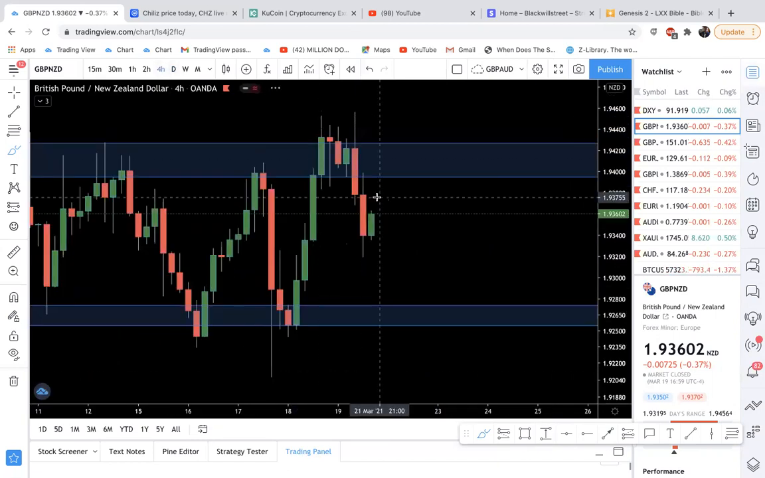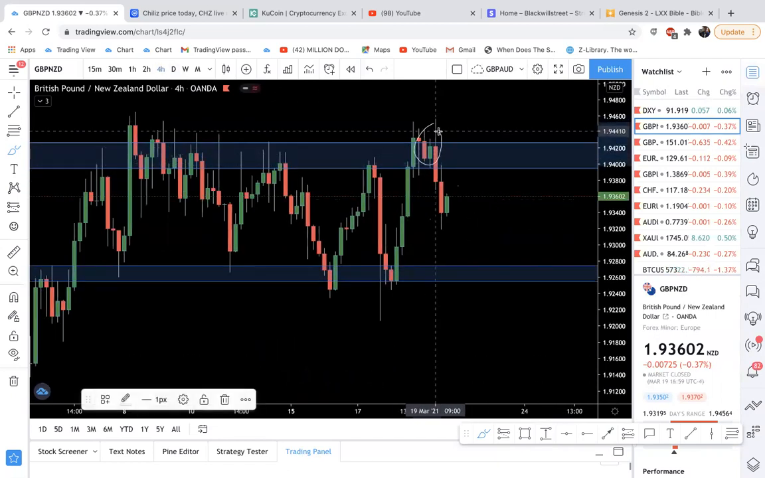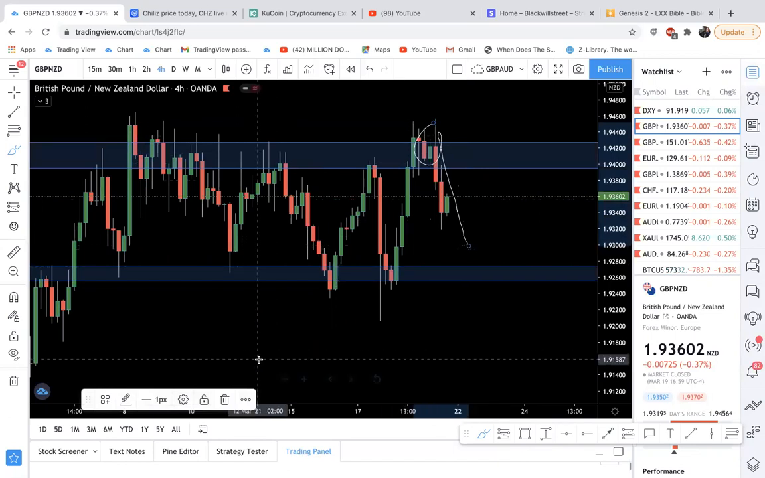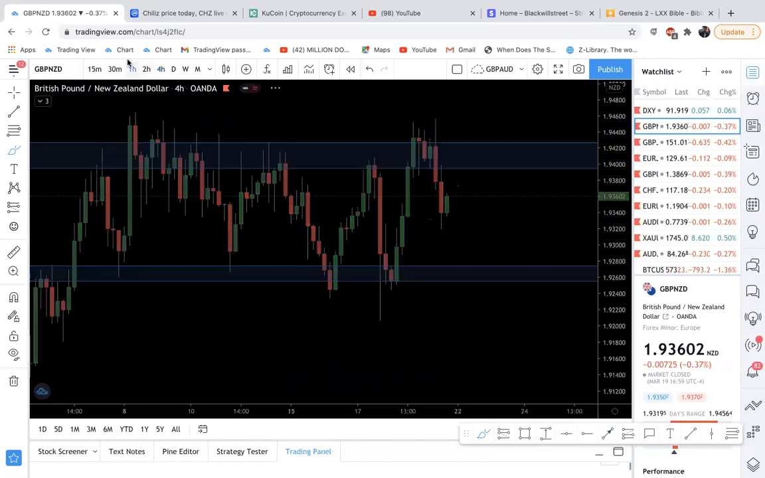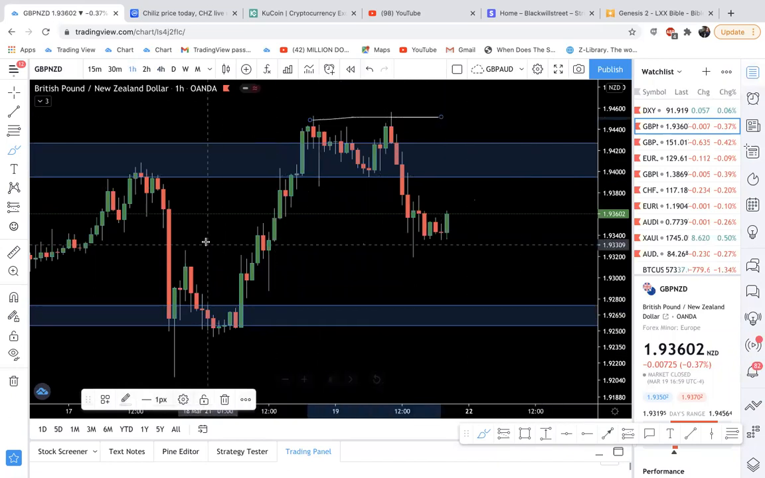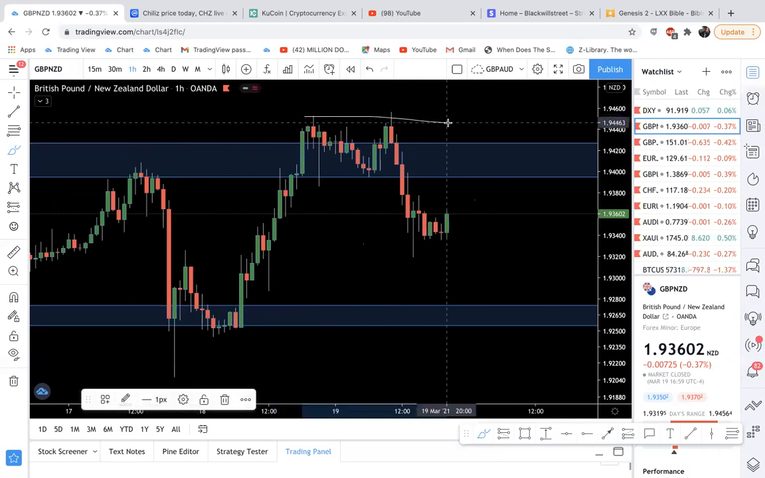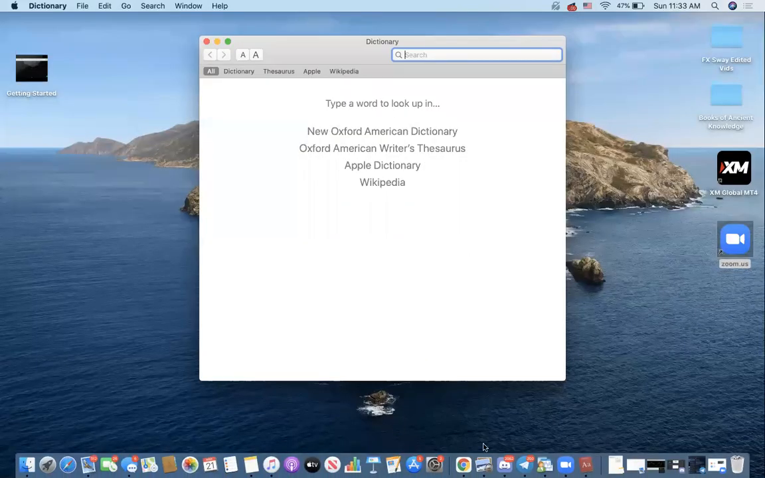But if you look at the 4 hour, price found resistance and sold off at this high of supply in this range and broke down. If I go down to the 1 hour, you can see price form this double top. This was the high of March 18th. This was the high of March 19th on the retest, and it broke down and sold off.